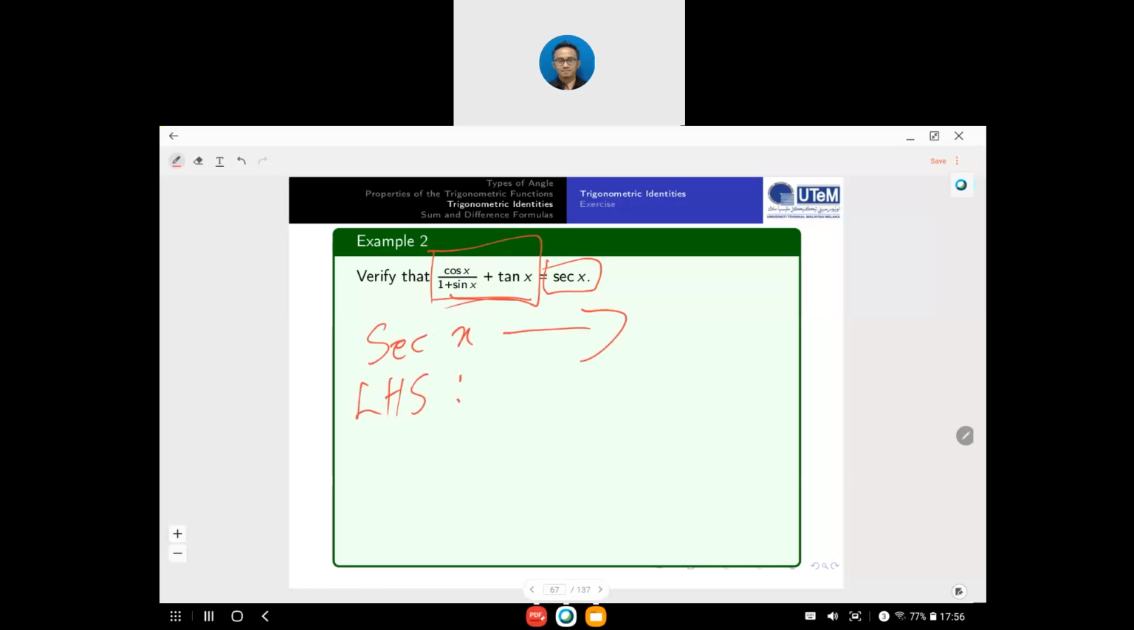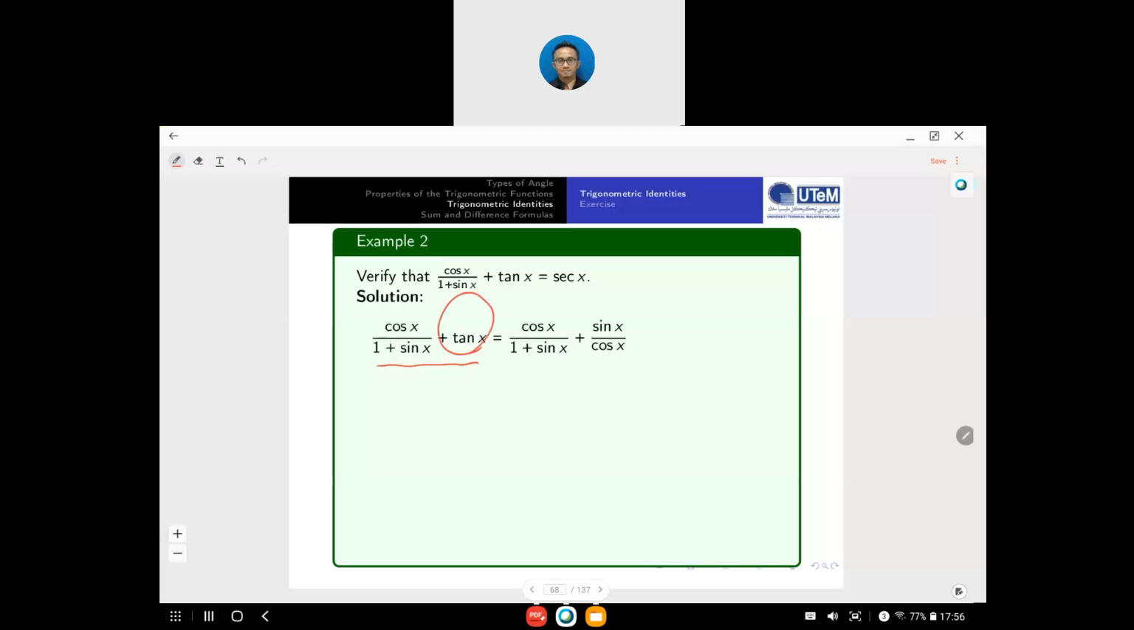So we know that cos x divided by 1 plus sin x plus tangent. So tangent first we change. Bila fraction, kita change dulu tangent. Tangent, so sin over cos x. So here, this is a fraction, 2 fractions. So awak kena combine between these 2 fractions. Nak combine between 2 fractions, awak kena samakan dia punya denominator. So here, the first one is 1 plus sin x. The second one is cos x.